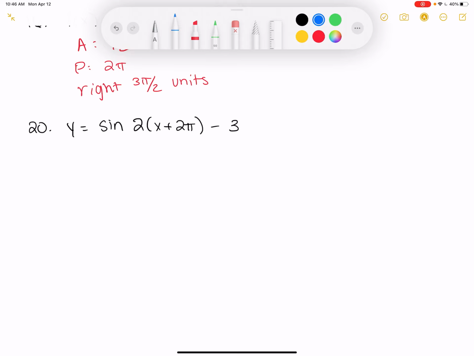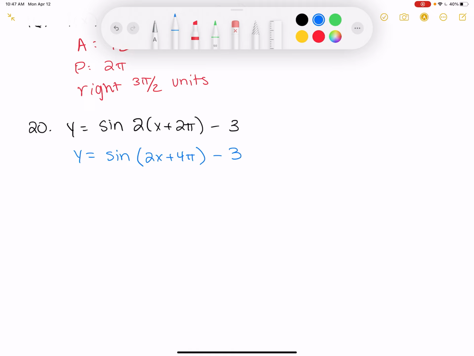So what do you notice about this problem? The 2 is in a weird spot. Any ideas on what we should do with it first? Distributive property. Okay, let's distribute it first. We're going to rewrite this as y is equal to the sine, still in parentheses, of 2x plus 4 pi, and then minus 3.